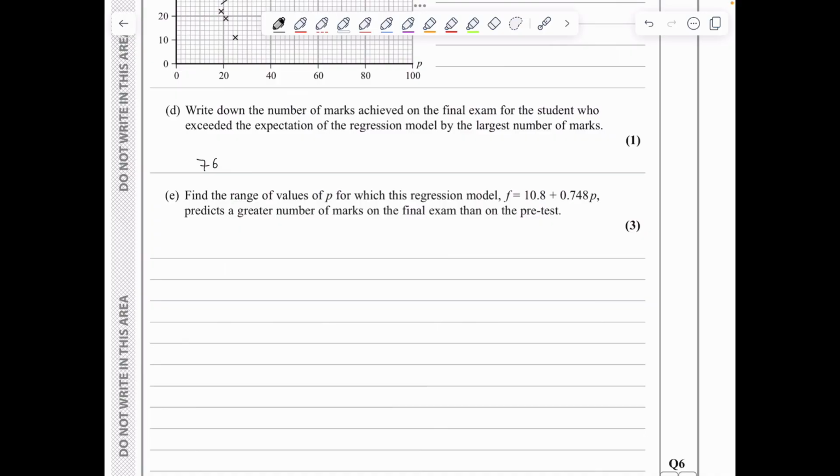In E, we need to find the range of values of P for which the regression model predicts a greater number of marks on the final exam than on the pre-test. So essentially, we need to solve F being greater than P. Now, F is 10.8 plus 0.748 P, and this is greater than P, which means that 10.8 is greater than 0.252 P, which means that 42.9 is greater than P.